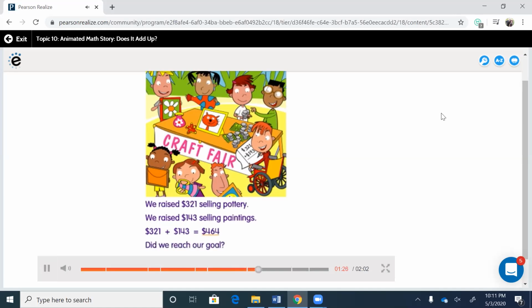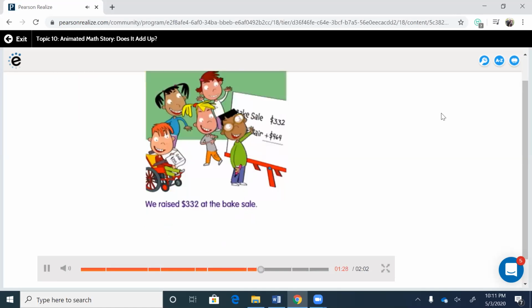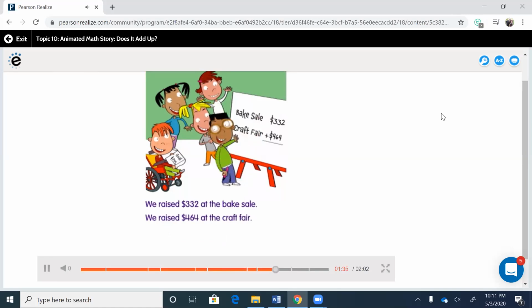Did we reach our goal? We raised $332 at the bake sale. We raised $464 at the craft fair. $332 plus $464 equals $796. We have more than enough for our play.